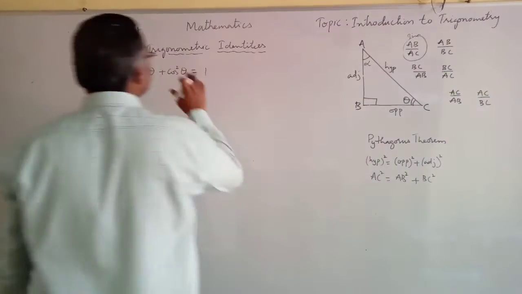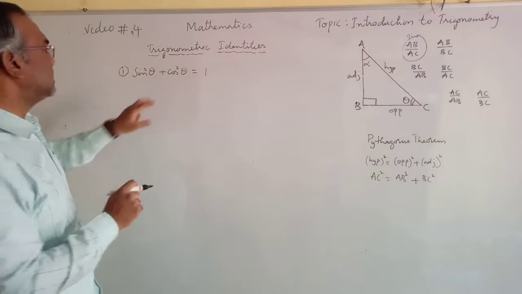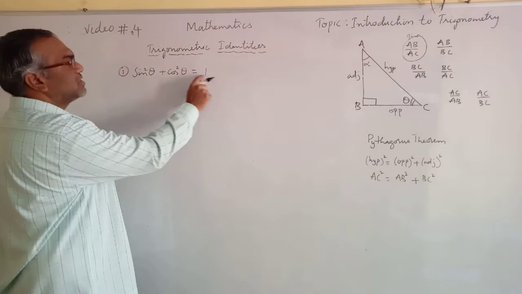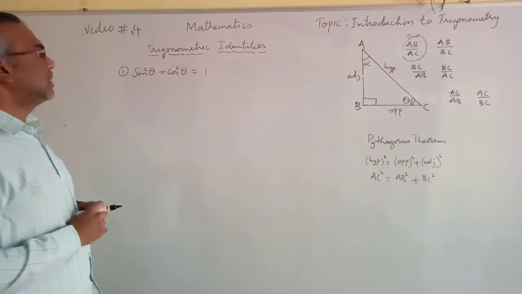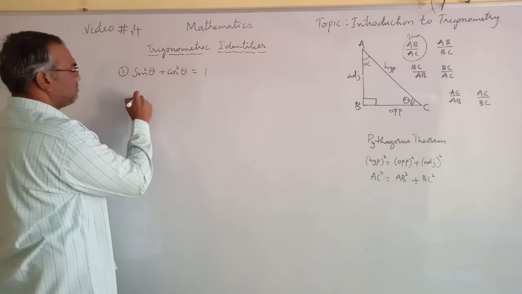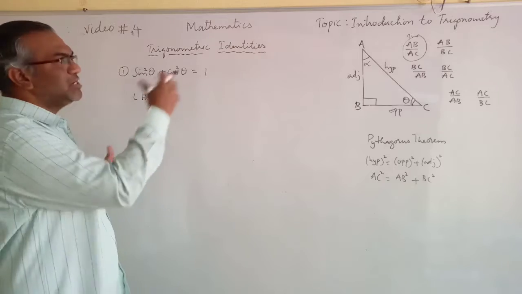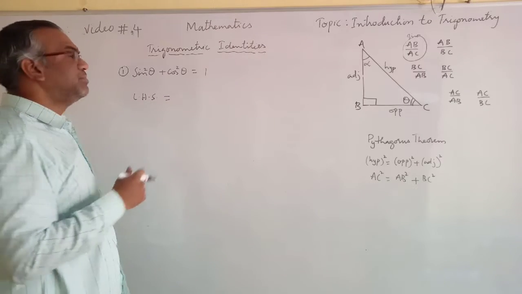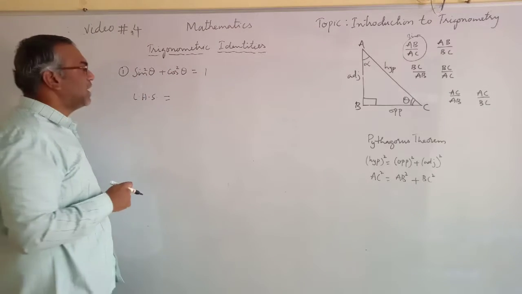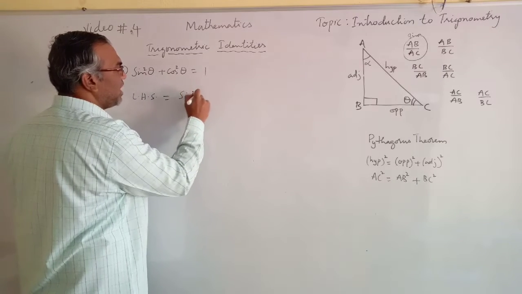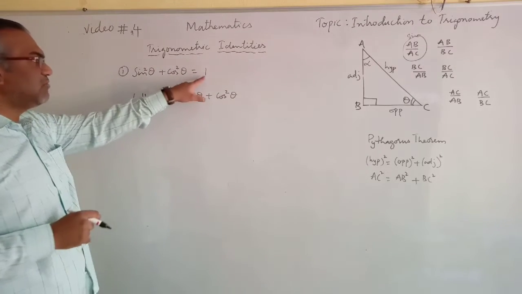Now we are ready to see the trigonometric identities. The first identity, I have already written here: sine square theta plus cos square theta is equal to 1. We will prove this identity using the Pythagoras theorem. This is an important identity used a lot, not only in trigonometry but also in calculus and physics. Take the LHS, left hand side: sine square theta plus cos square theta, and we have to get 1 as the answer.